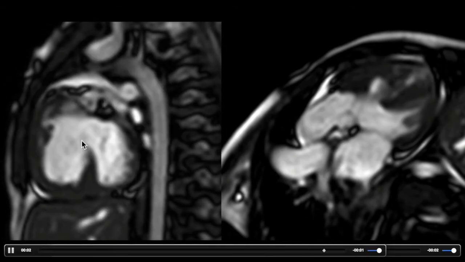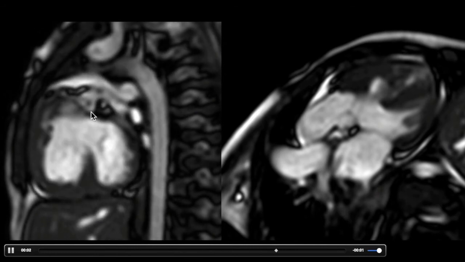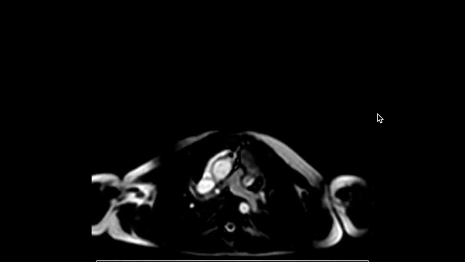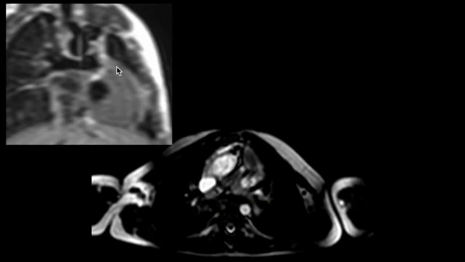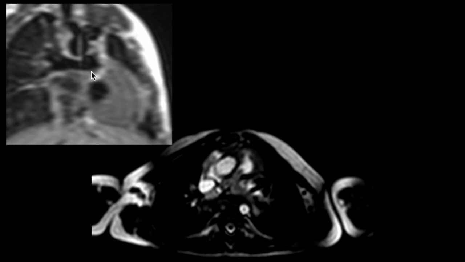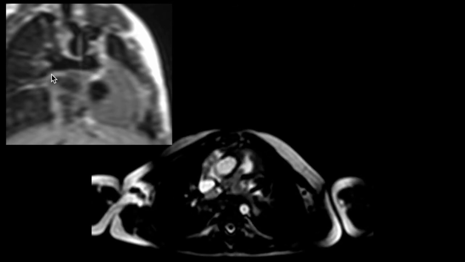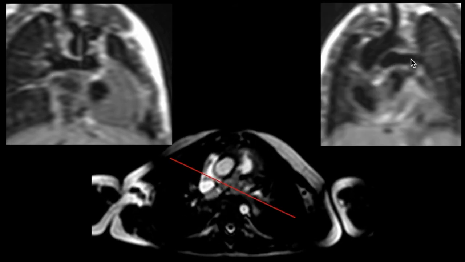This is the RVOT view showing the RV. There is a small-sized MPA, and you can see that there is pulmonary stenosis at the valvular level. To get the details of the branch pulmonary arteries, I'm going to take the RPA view. In the RPA and LPA, you can take the cine images as well as high resolution black blood images. So these are high resolution black blood images. This is the MPA bifurcation, then the entire length of the RPA and RPA bifurcation. Similar views for the LPA. So this is the main pulmonary artery and the LPA.